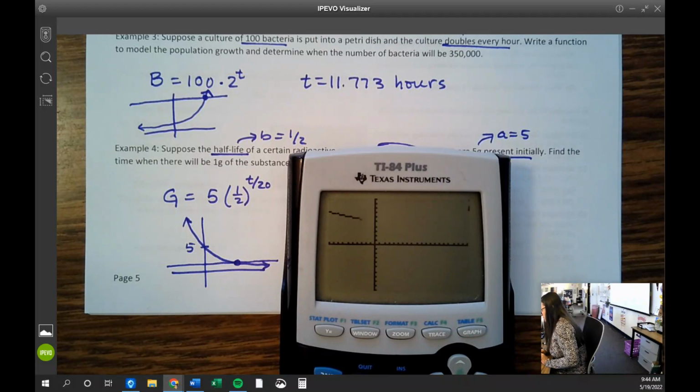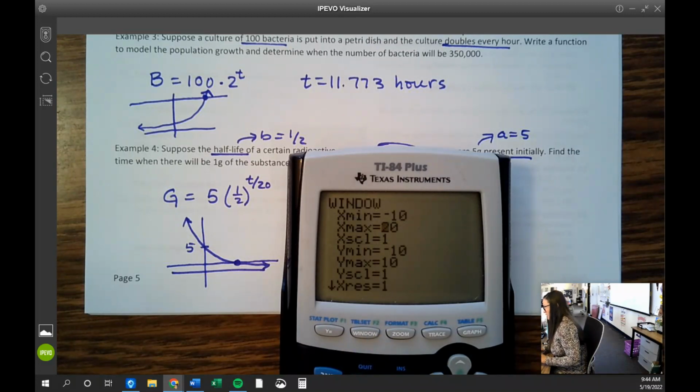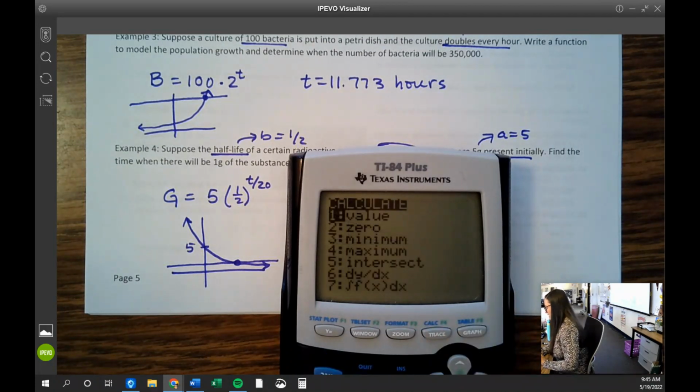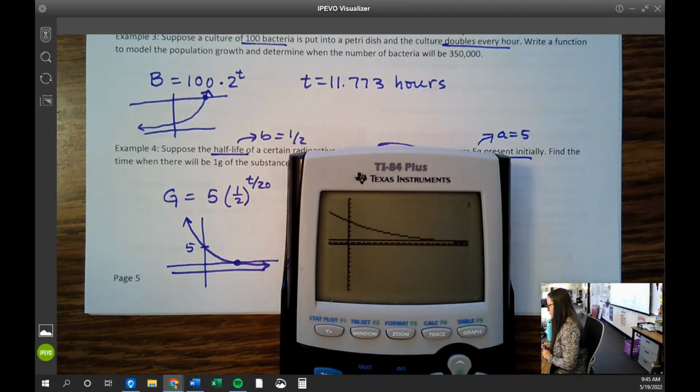Back to negative 10 to 10 should be just fine. And I definitely should have extended my window, because when time is 20, I've only cut it in half once. Let's do 60. All right, looks like there's an intersection somewhere in there. Boom, boom, boom. Let the calculator do all the work. So, 46.439.